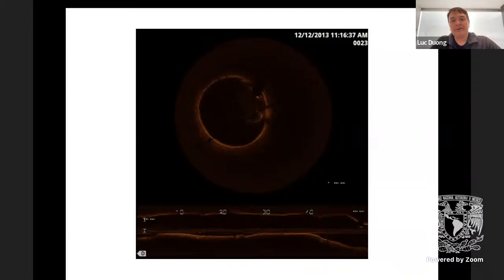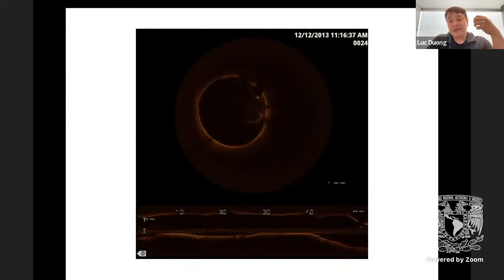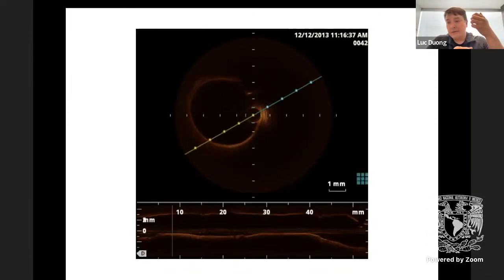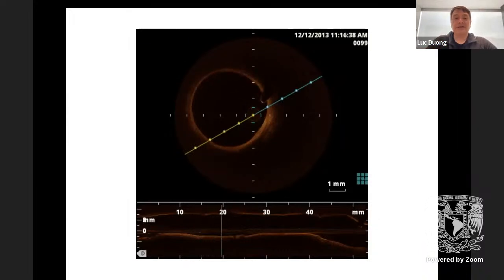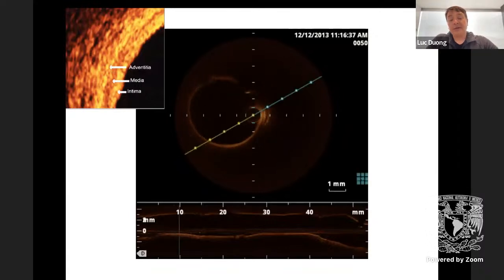Of course, it seems to be very simple, but it requires some skills to be able to acquire those images, because you need to do a saline flush. So we need to flush the blood from the section of the coronary artery you want to image. So you have to do it using a saline solution. I think you have to inject it, and then you see the vessel itself, and you can see the different tissue. So the intima, the media, the adventitia.